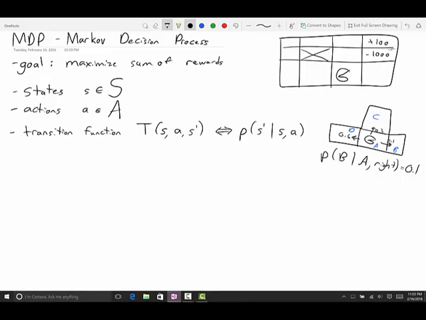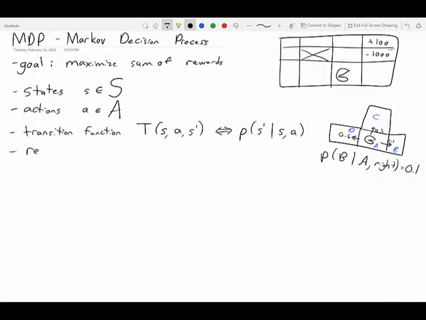We also have a reward function, and this is represented similarly, where we have a reward R for our current state S, our action A, and the next state S prime. So if we look at this grid world up here, if Pac-Man was near this top right part right here, and Pac-Man moved into it, then the reward Pac-Man would receive would be plus 100.